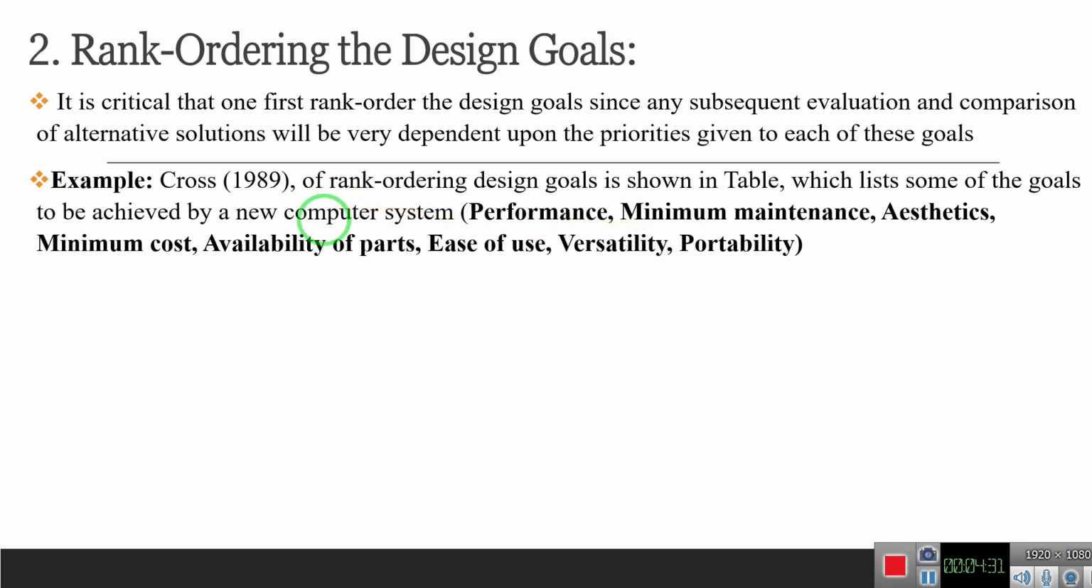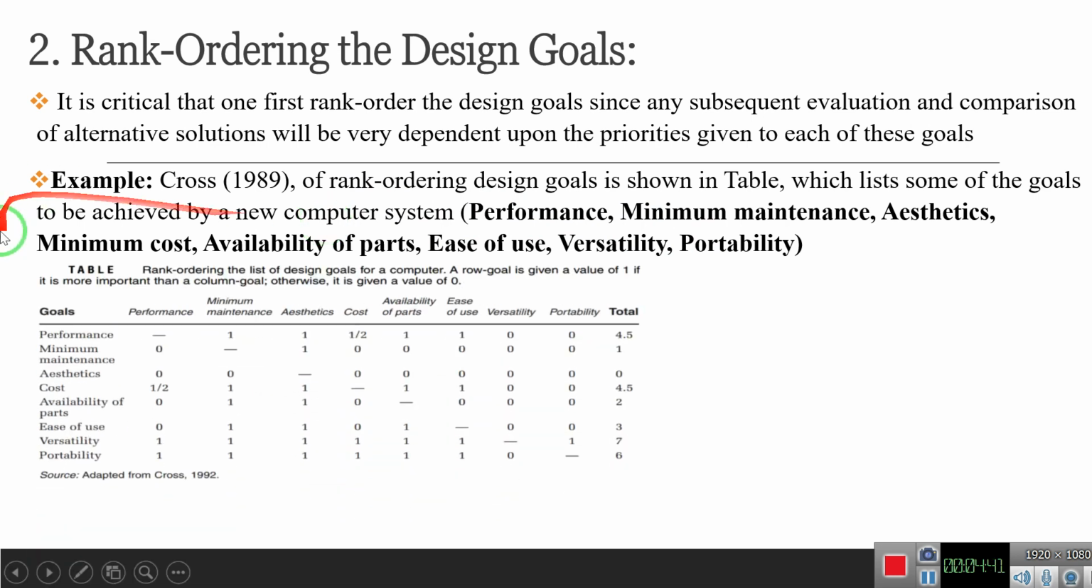So these are the goals we defined for creating a new computer, the desktop computer system. These goals were already defined in chapter number 2 that we studied. So on these goals we are now giving ranks. See the chart. See here, very important: on the left side we put all the goals.